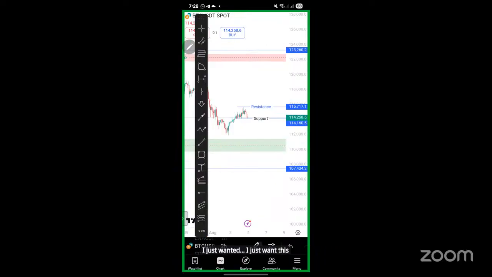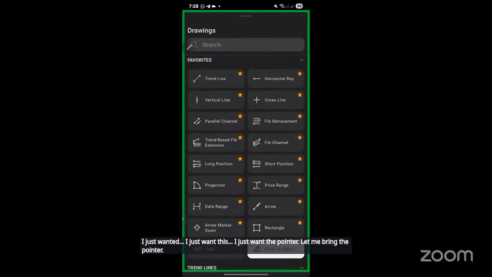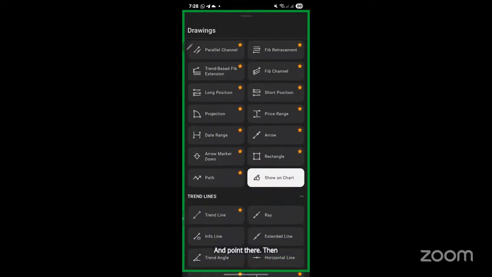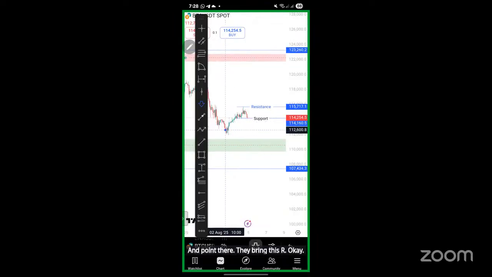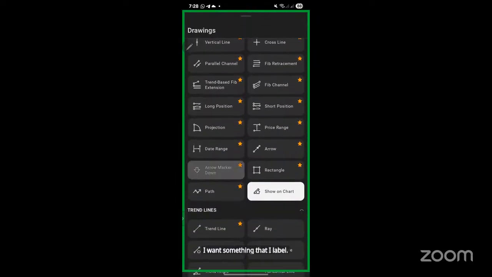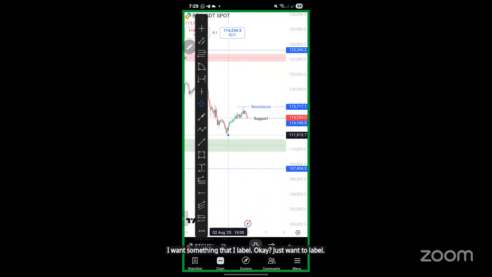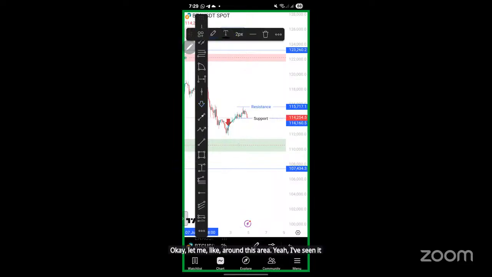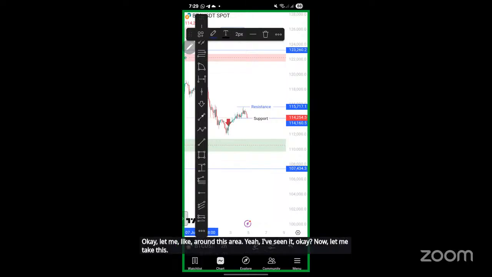I didn't want this. I just want the pointer. Let me bring the pointer and point there. Then bring the arrow. This is the arrow. Sorry, this is not how I wanted it to be. I want something that I can label. Okay, let me label around this area. You have seen it.